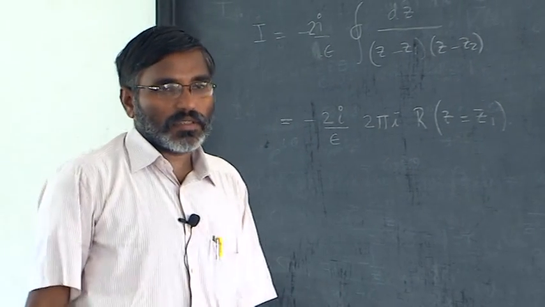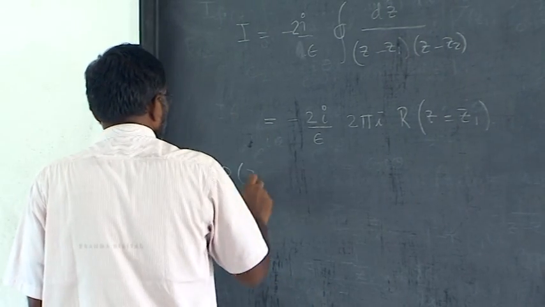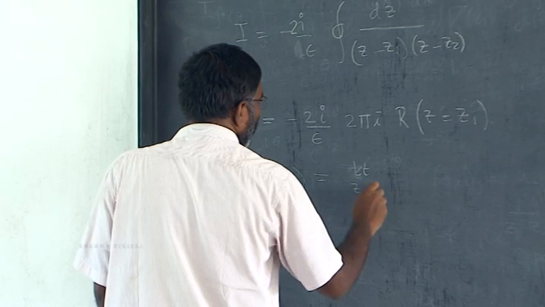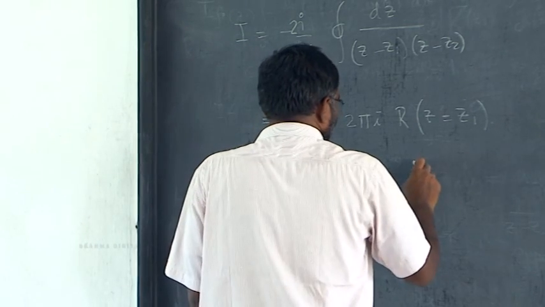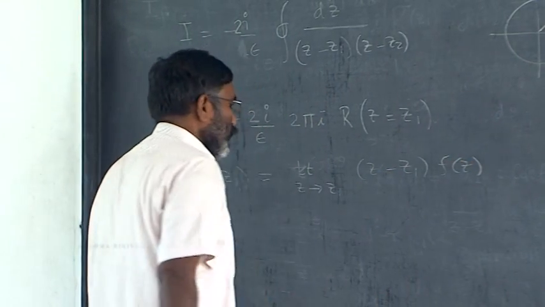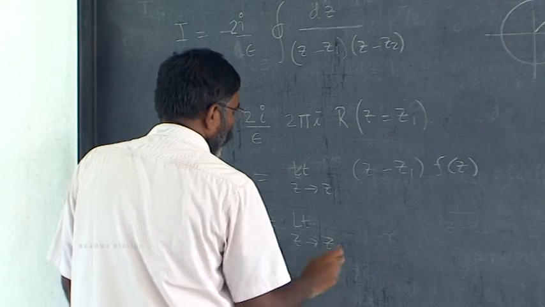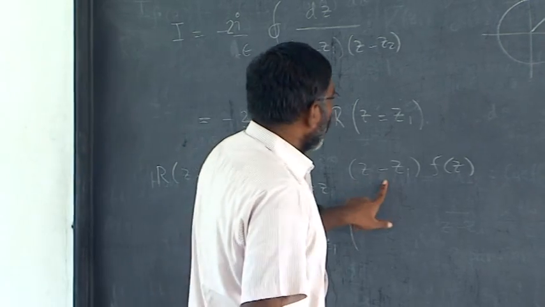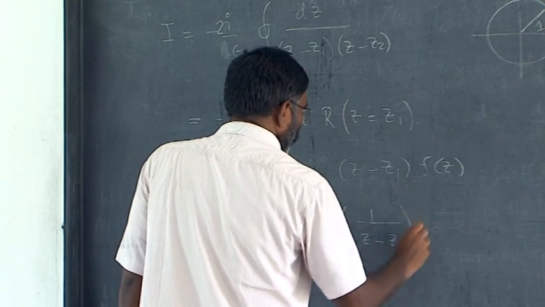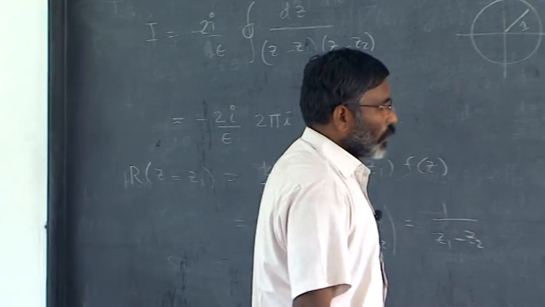But z equal to z1 is a simple pole. So the residue at z equal to z1 is nothing but the limit z tending to z1 of (z minus z1) into f of z. So what is that equal to? That is the limit z tending to z1 of, what is f of z? f of z for us is 1 by (z minus z1)(z minus z2). That gives you 1 by (z1 minus z2). So what is z1 minus z2?